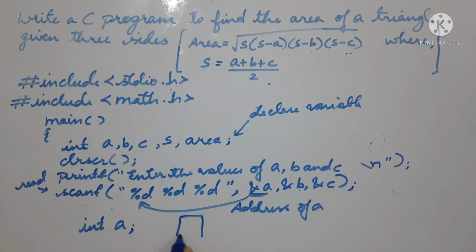In my computer memory, a is a variable which is created. It will occupy one space. Basically, a will have a particular address. Suppose this address is 4539. The address of this a is 4539.